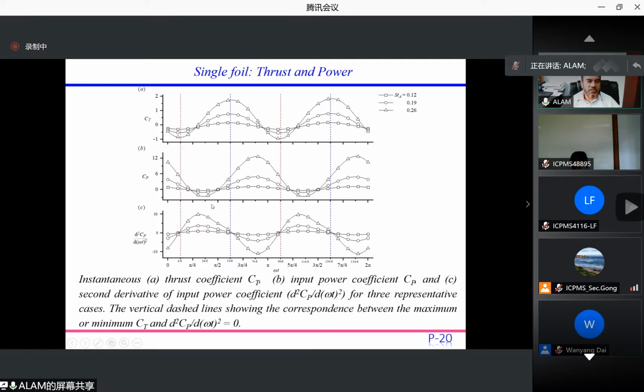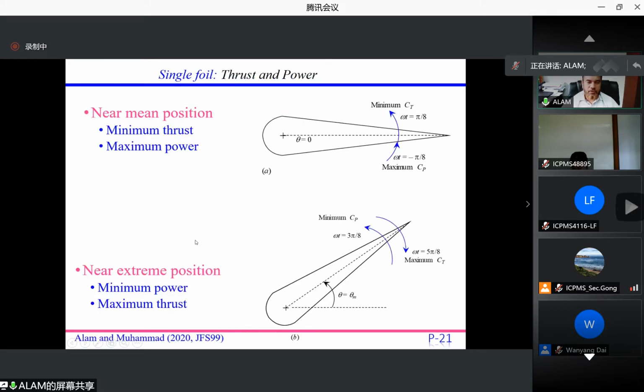And is there any relationship between the CT and CP? Yes, there is. If you get the curvature of the CP, it is understood that when the curvature of the CP variation is 0, then we have the maximum thrust. This is the relationship. If we put the information in the form of a sketch, it is clear.